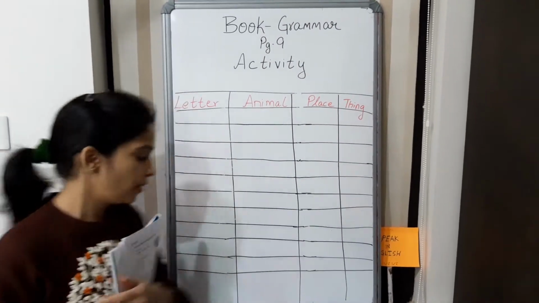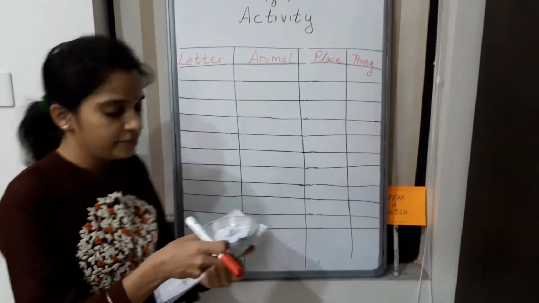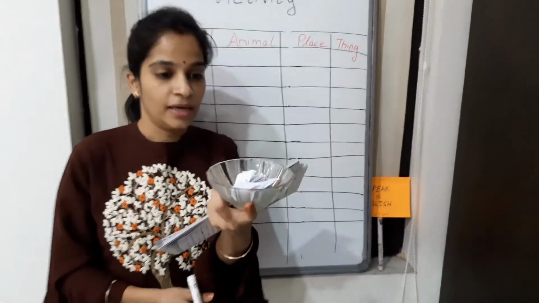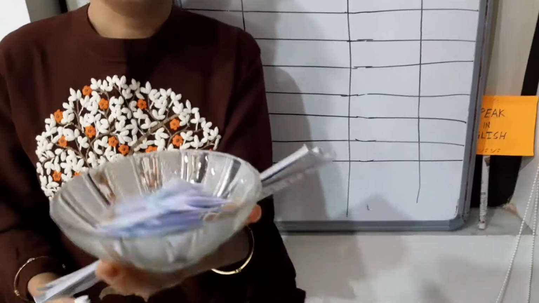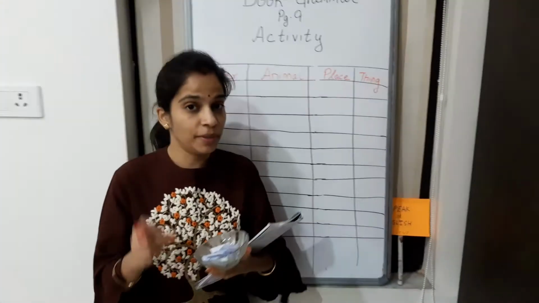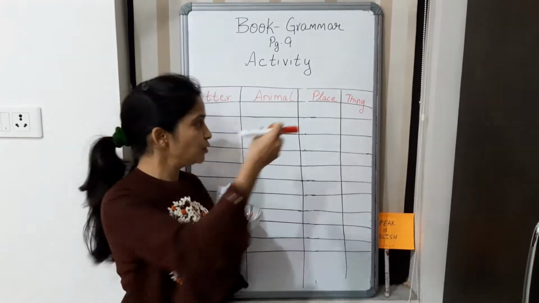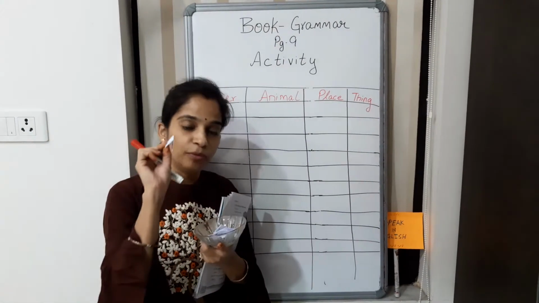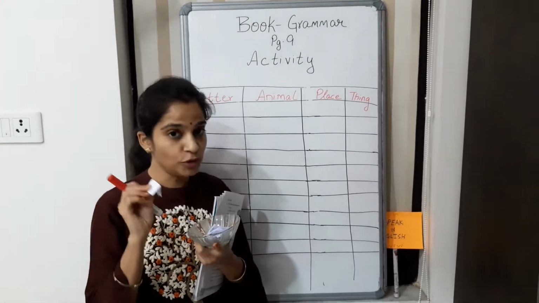So what you or I have is this. Can you see a bowl? In this I have written some letters. So one by one I am going to pick out the chips. I am also going to play with you. Okay. I am going to pick a chip and show you the letter.